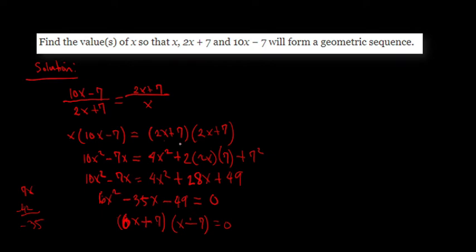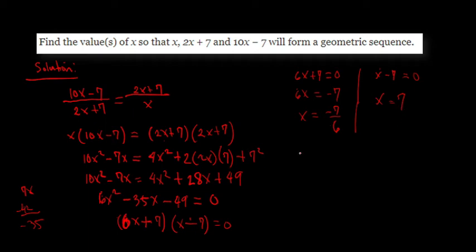So now, we have 6x plus 7 equals 0. Then the other side is x minus 7 equals 0. So, 6x equals negative 7. Divide both sides by 6. We have x is equal to negative 7 over 6. Then x is equal to 7. So, dalawang answer niya. Pwede ito at pwede rin ito.